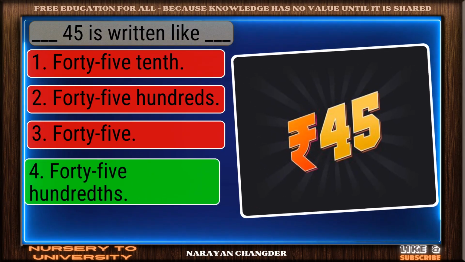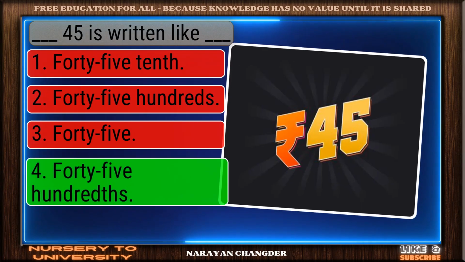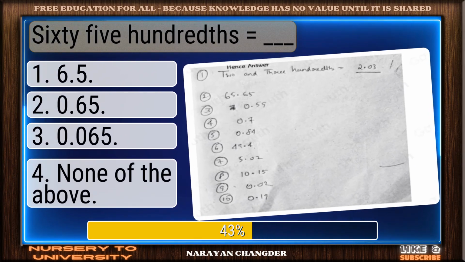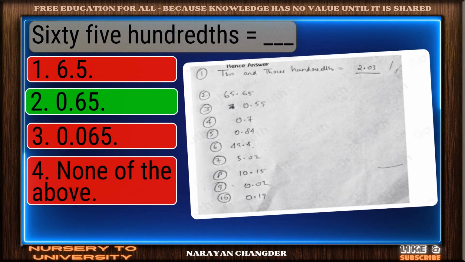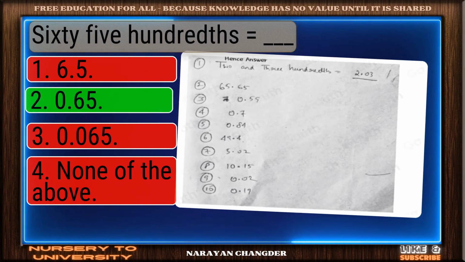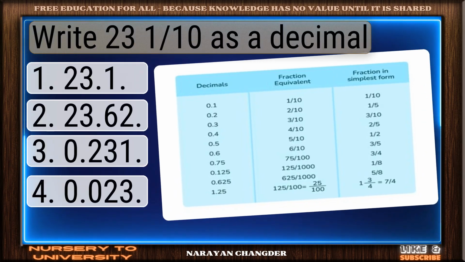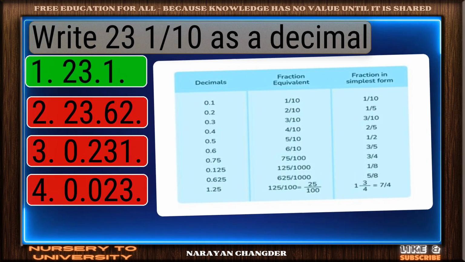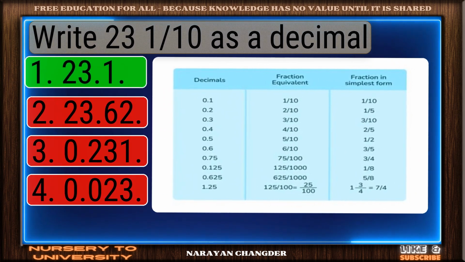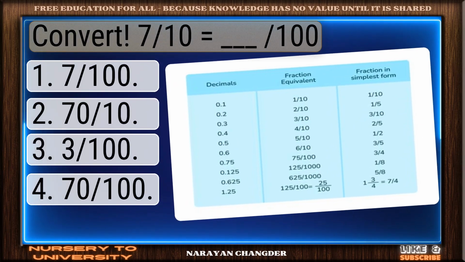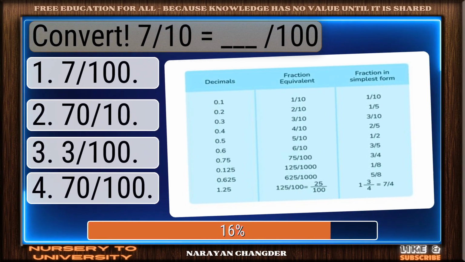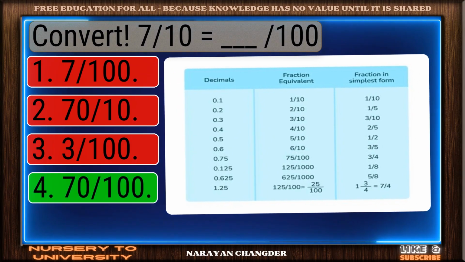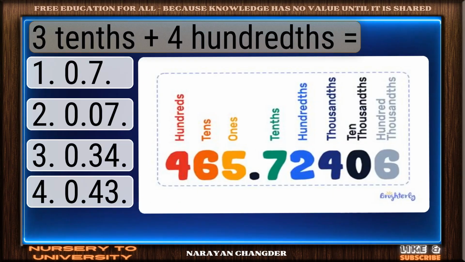Good thinking. 45 hundredths is the right answer. 65 hundredths equal to dash. Excellent. 0.65 is a brilliant choice. Write 23/110 as a decimal. Correct response. 23.1 is the most accurate answer. Convert 70/10 equal to dash 100. You're right. 7/100 is the correct answer.